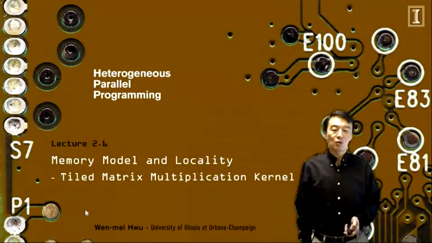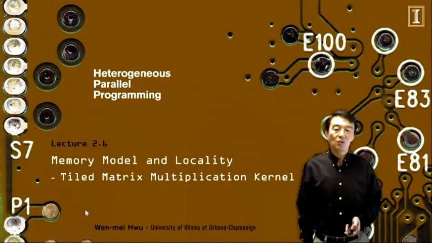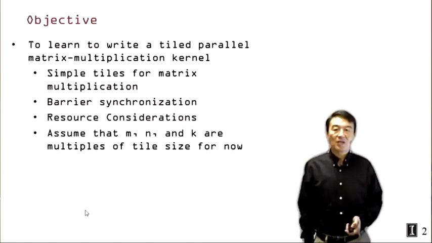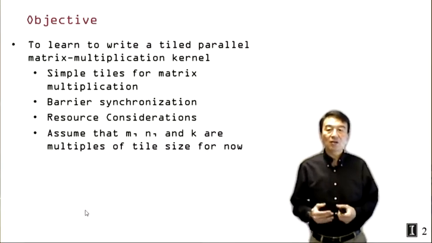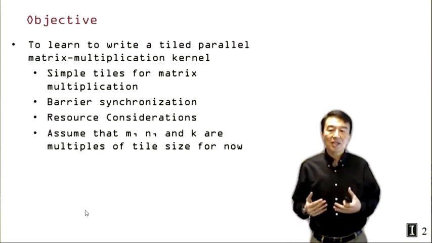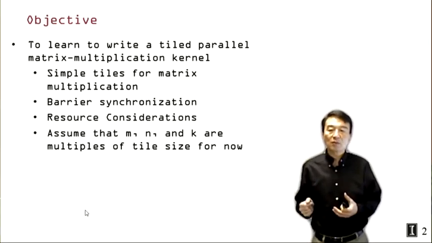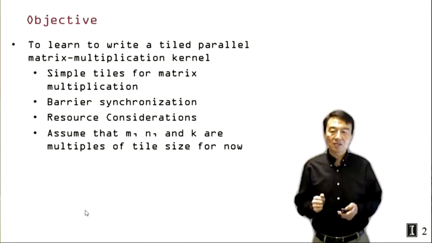We are at lecture 2.6, Memory Model and Locality, and we're going to be learning how to write a tiled matrix multiplication kernel. The objective of this lecture is for you to learn to write a tiled parallel matrix multiplication kernel. We're going to write code to load simple tiles for matrix multiplication, learn how to use barrier synchronization correctly, and go over some resource constraints or considerations.